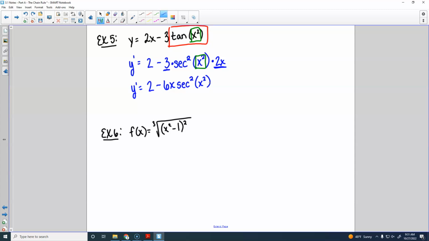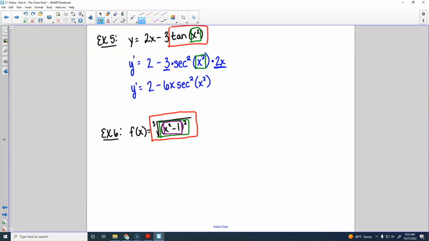Okay, example 6. There's a couple ways you can deal with this. One of them is easier than the other. So one possibility, if we would choose to do it, is that your outside function would be the cube root. Then you would have this function on the inside, and then on the inside of that, you would have another function, right? So it would be a triple chain rule. So you would have to do the derivative of that root, then the derivative of the something squared, then the derivative of the x squared minus 1. And you'd have like a string of those things multiplied together.